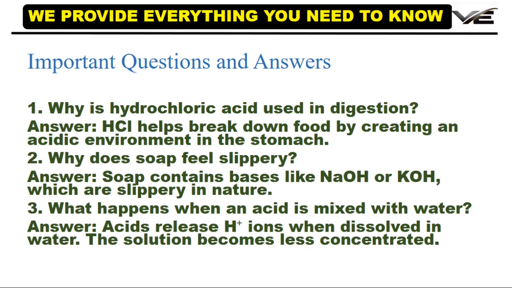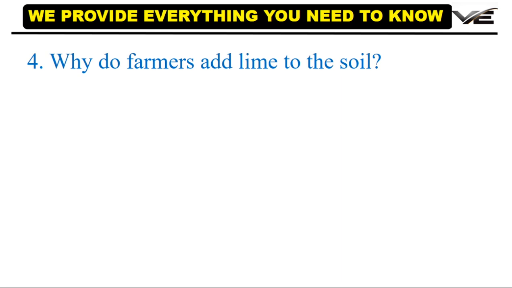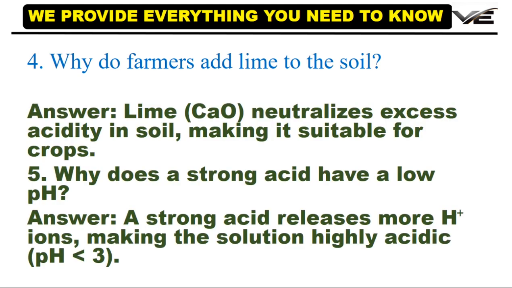What happens when an acid is mixed with water? Answer, acid releases H positive ions when dissolved in water. The solution becomes less concentrated. Why do farmers add lime to the soil? Answer, lime, CaO, neutralizes excess acidity in soil, making it suitable for crops.